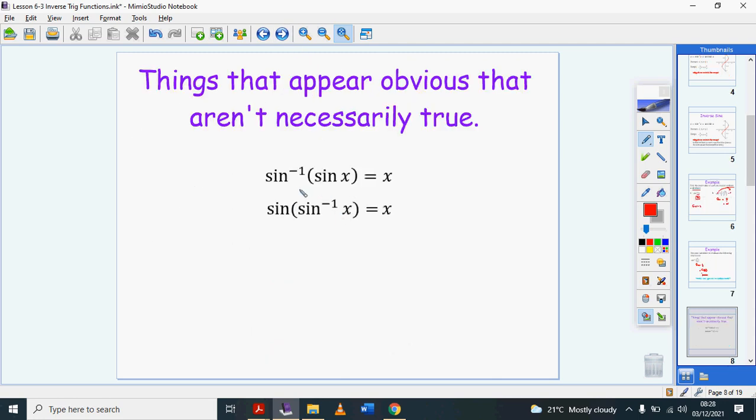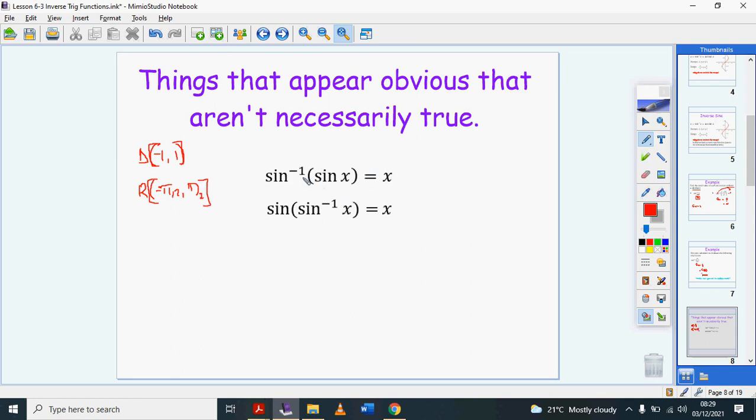So this goes back to, and it says things that appear obvious but are not necessarily true. It goes back to what we've been talking about, the domain. Remember, the domain is negative 1 to 1, and the range is negative pi over 2 to pi over 2, and these endpoints are included, right? This lends itself back to that.